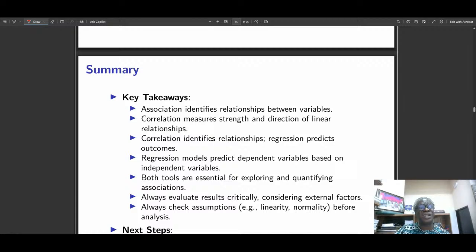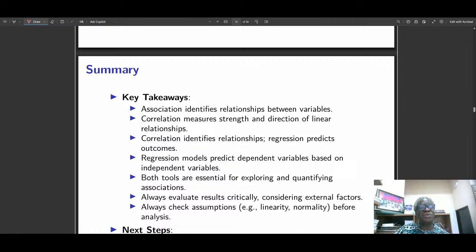You can use regression to predict the dependent variable. Regression predicts dependent variables based on the independent variables. So in regression, you need to know which variable is dependent, which variable is independent. And we said we could have simple regression and multiple regression.